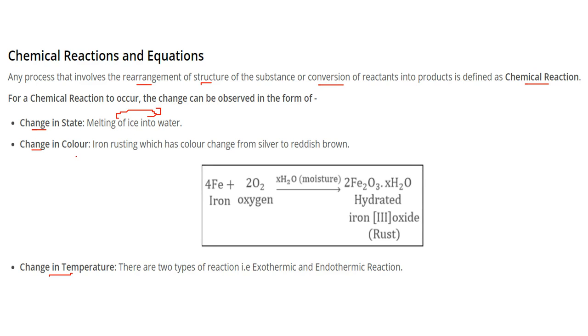Then change in color. If you see rusting of iron in normal life, you might have seen the color changes. The normal iron color changes from somewhat silver to reddish brown. In this case, we have iron, it combines with oxygen along with moisture, and it gives rise to hydrated iron oxide. So this is nothing but rust. Also, the temperature changes are there. That means it can be exothermic, endothermic. There are two types of reaction mainly.